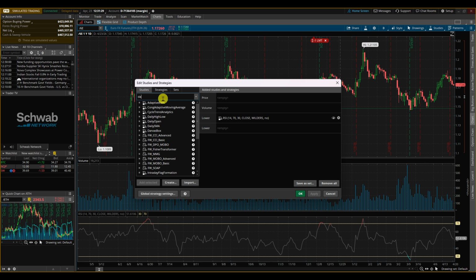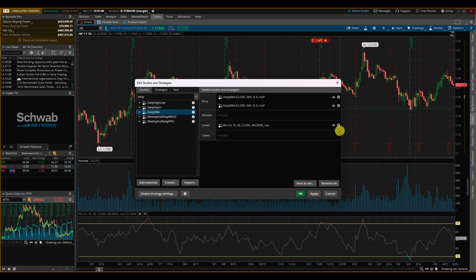In the search field, type Daily SMA. This study plots a simple moving average calculated from daily data, which keeps things consistent even if your chart time frame changes. From the results, add 2 instances of Daily SMA to your chart. Having 2 copies is important because we'll set one to 50 and the other to 200, letting you compare medium and long-term trends side by side.